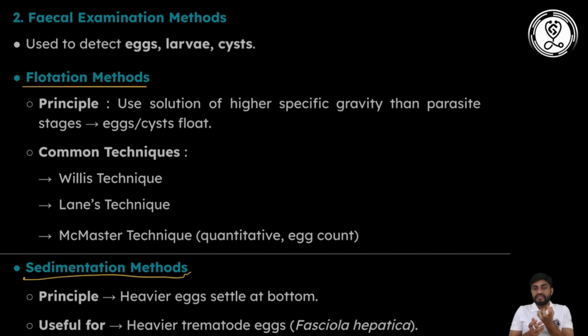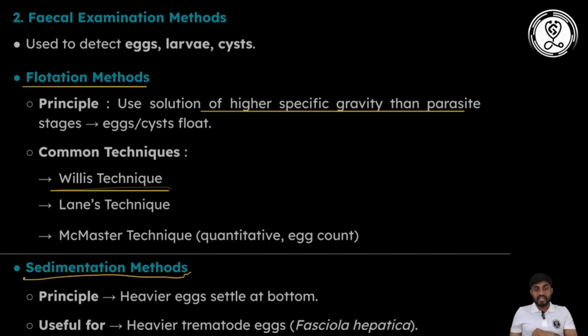Suppose you collected feces of an animal. One method is to use a solution in which you mix the feces that should be of higher specific gravity. If the solution is of higher gravity, the solution will settle down and the feces or the eggs will float upside. That technique is known as flotation technique, meaning we are allowing the feces or eggs to float on the surface.